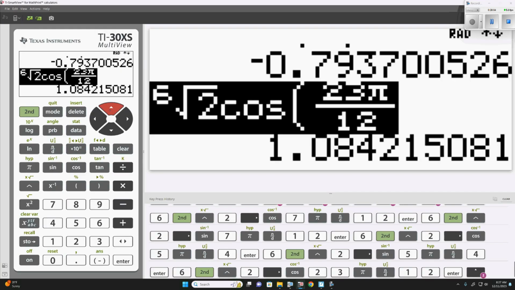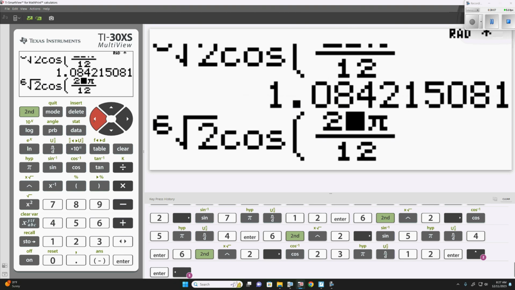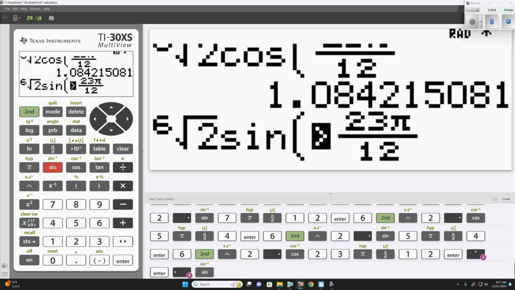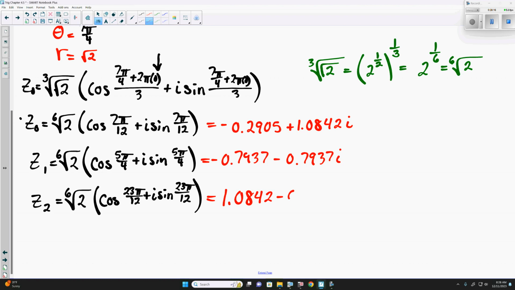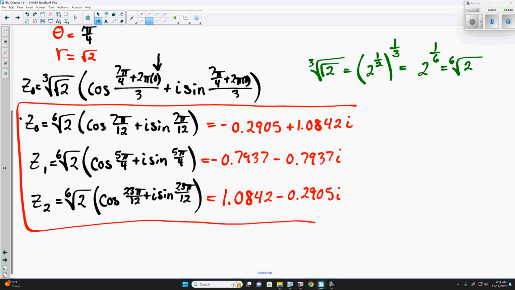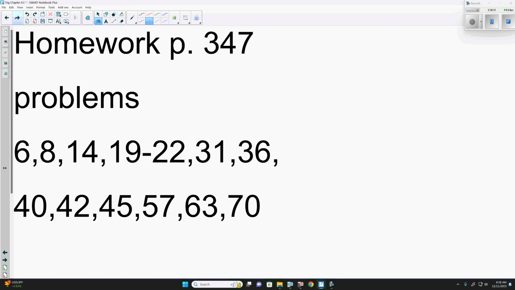In the calculator, I mean, if we wanted to, we could have come up here, selected this, cursor back over, and replace cosine with sine, negative 0.2905. But those are our final answers. Questions on this here? I mean, that's it. And that's the end of our last chapter.